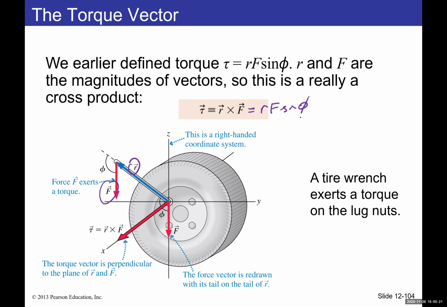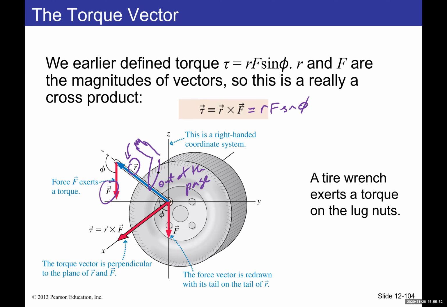For example, if you are given those values, r and F and sine phi, then you can use your right hand to find the direction of the torque. So in this case, for the direction of the torque, you can say your fingers are in the direction of r, and then you curl in the direction of the force. In this case, your thumb will be pointing out of the page.